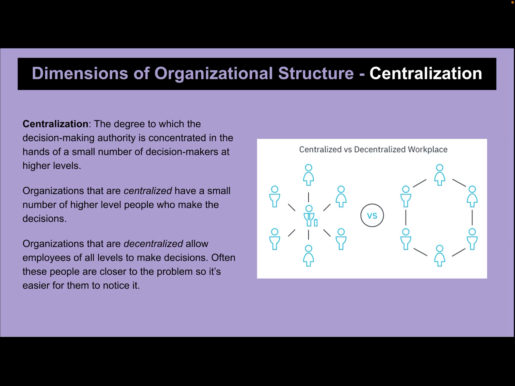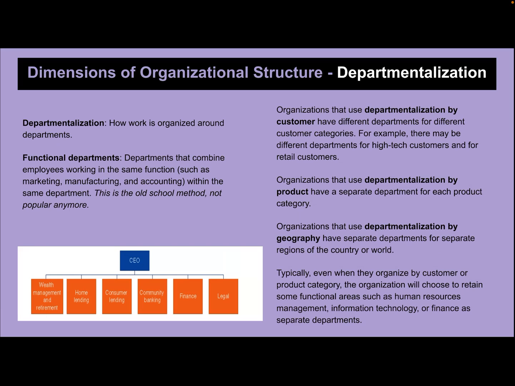Organizations that are centralized have a small number of higher level people who make the decisions. Organizations that are decentralized allow employees of all levels to make decisions. Often these people are closer to the problem, so it's easier for them to notice it. It's usually a good thing to be decentralized.